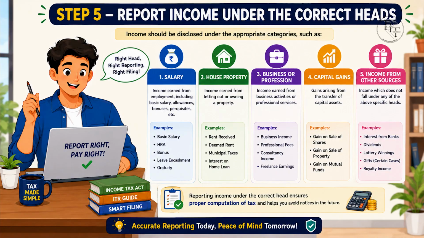Step 5. Report income under the correct heads. Income should be disclosed under the appropriate category as salary, house property, business income, capital gain, income from other sources. Reporting income under correct head ensures proper computation of tax.